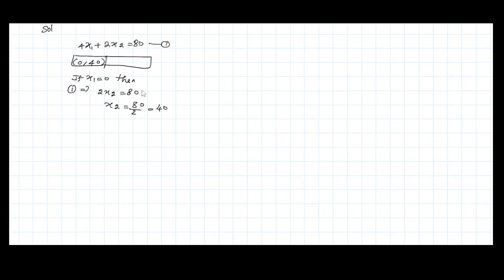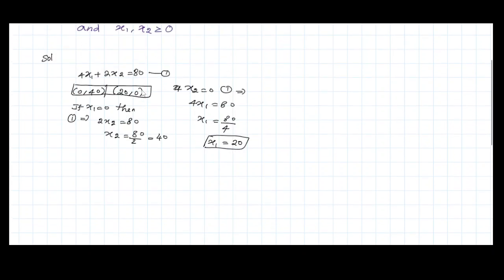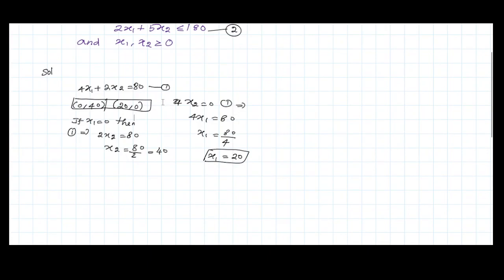Next, let us assume x2 equal to 0. Then equation number 1 may be written as 4x1 equal to 80, then x1 equal to 80 divided by 4, x1 equal to 20. Therefore, 20 comma 0 is a point on the same line.